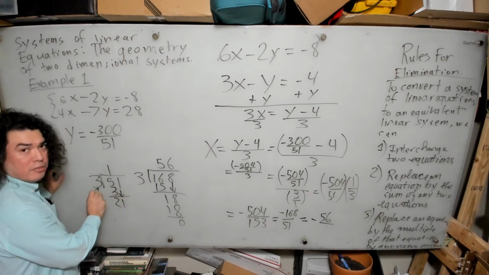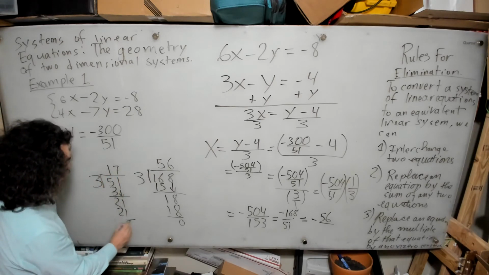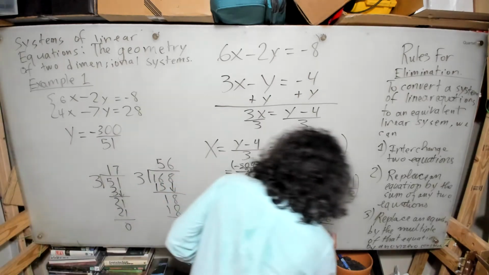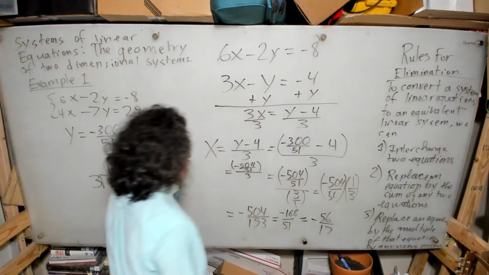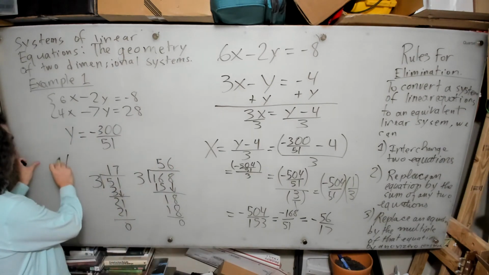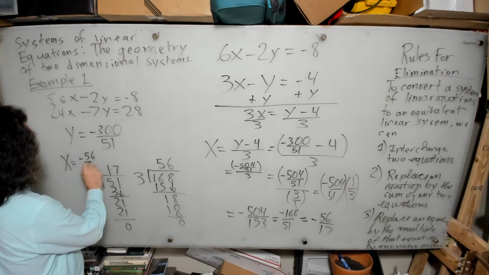I ask myself, how many times does 3 go into 21? 7. 7 times 3 is 21. And I can subtract these, and I see I get 0 again. So the denominator here is 17. Now that one does not simplify any further. So my x in fully simplified form is going to be negative 56 over 17.